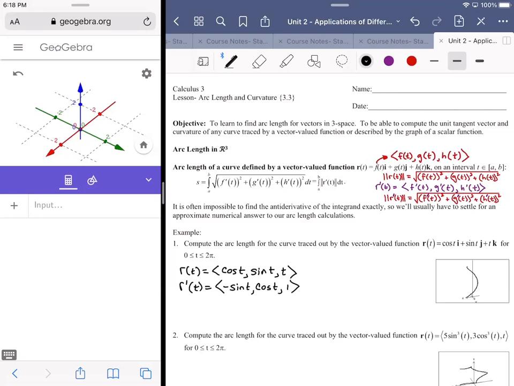And then find the magnitude of that r prime of t. We get that by squaring each part, adding them together, and then taking the square root. So that becomes sine squared of t, the negative squares away, cosine squared t plus 1 under a radical.